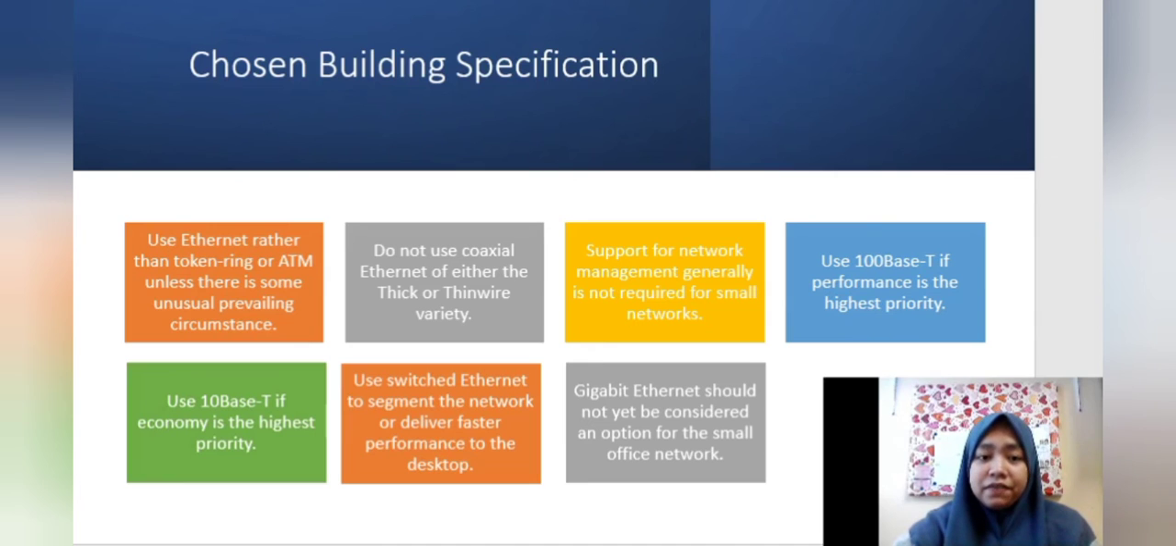For the chosen building specification, use Ethernet rather than token ring or ATM unless there is some unusual prevailing circumstance. Do not use coaxial Ethernet of either the thick or thin wire variety. Support for network management generally is not required for small networks. Use 100 Base-T if performance is the highest priority, and use 10 Base-T if economy is the highest priority. Use switched Ethernet to segment the network or deliver faster performance to the desktop. And lastly, Gigabit Ethernet should not yet be considered an option for the small office network.